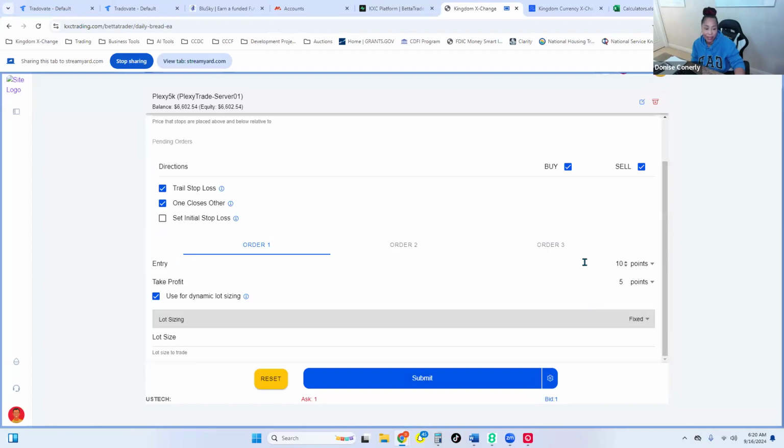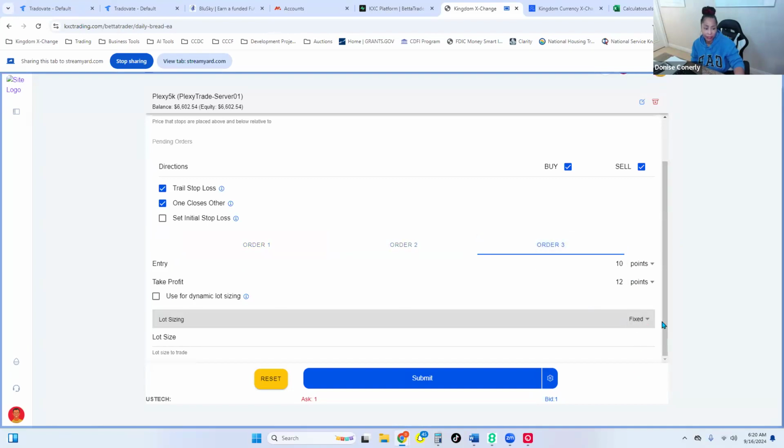Because it's US Tech, one of the indices, I don't have to put in the points. It's already set up for the indices. So 3 trades will enter at 10 points. And then the next ones, the take profits are 5, 8, and 12 points.